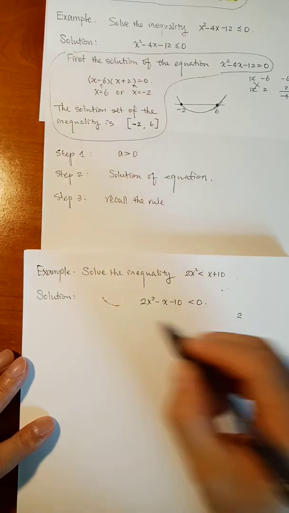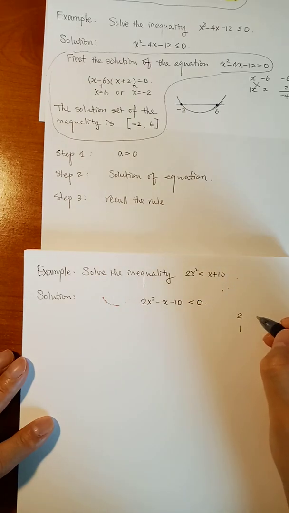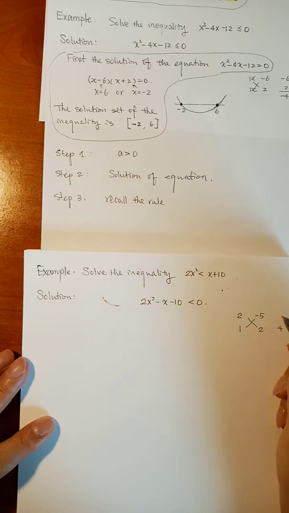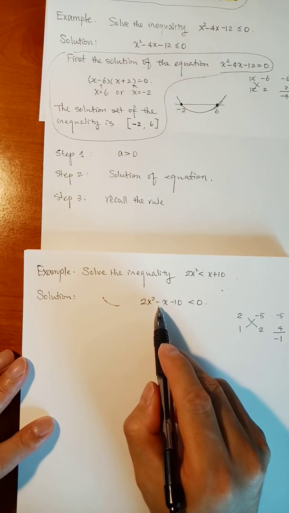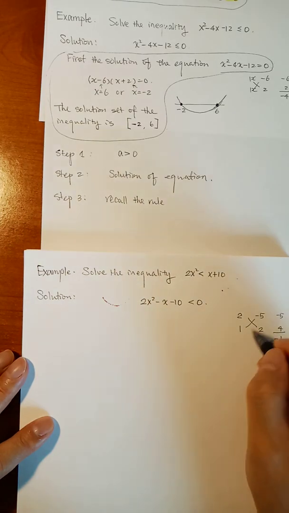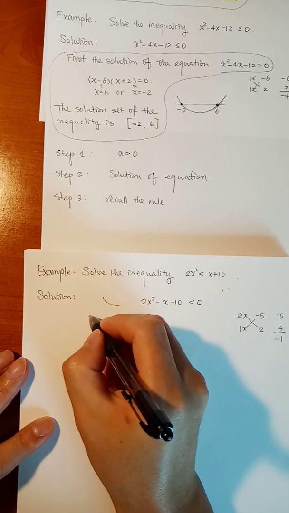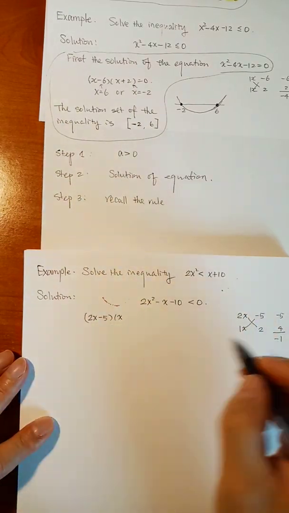So 2 can be factored as 2 and 1. Negative 10 can be factored as negative 5 times 2. And you check this. 2 times 2 is 4. 1 times negative 5 is negative 5. And add them together, you get negative 1. Negative 1 is exactly the middle term coefficient. Okay? So when this is correct, you put x here and x here. So it's 2x minus 5 and x plus 2.